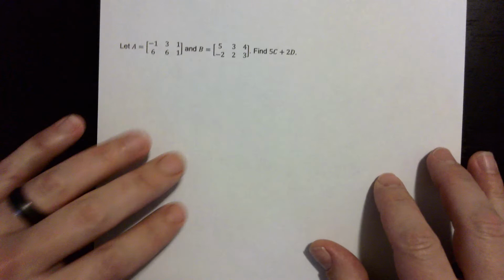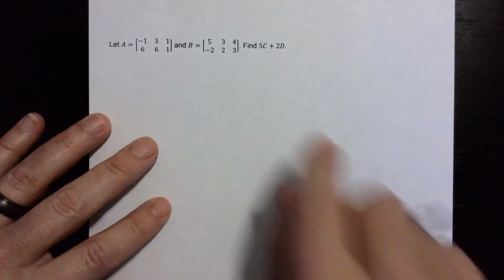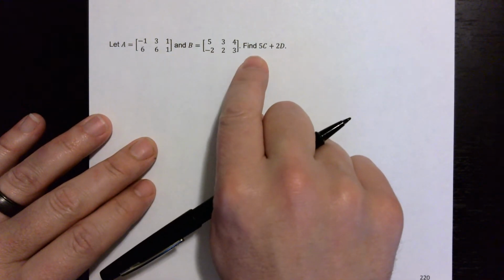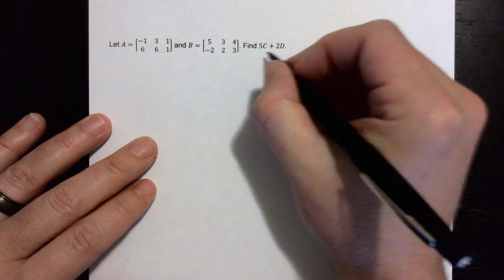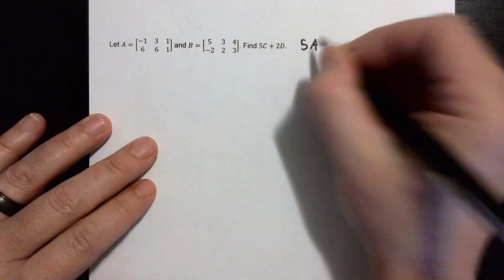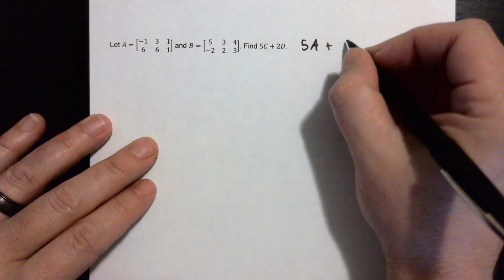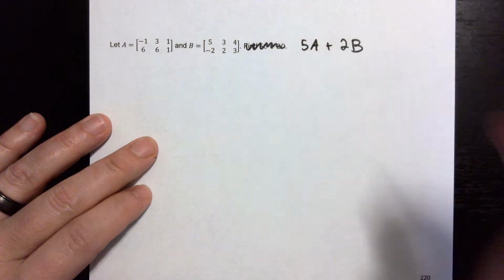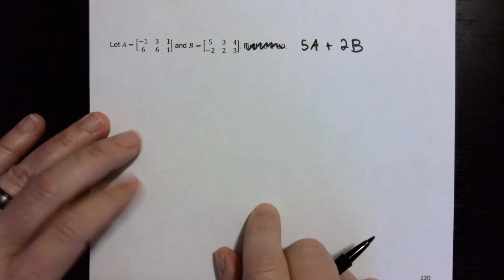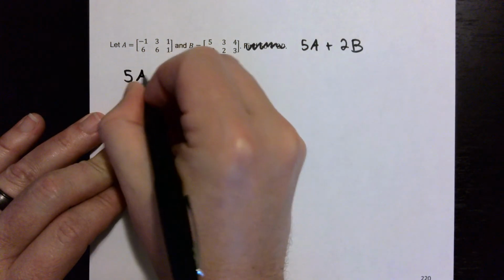Okay, let's do one more. So it wants us to find 5. Oh, well, we have the wrong variables here. I apologize for that. It should be 5a plus 2b. Okay, so let's pretend that wasn't there. All right, so 5a plus 2b. So let's figure out what 5a is first.